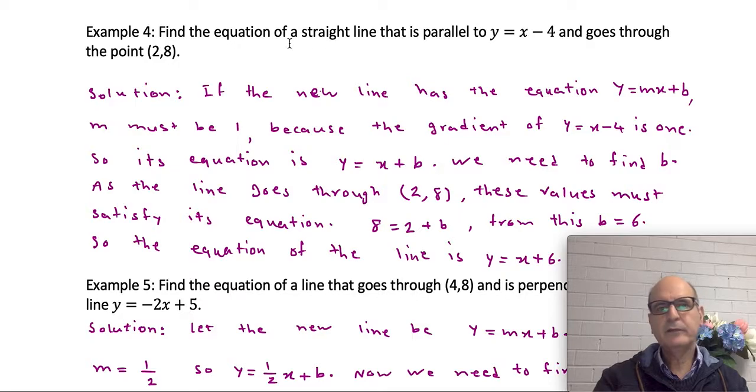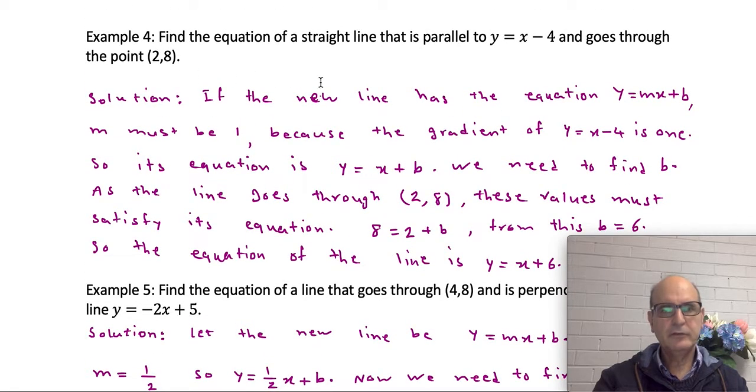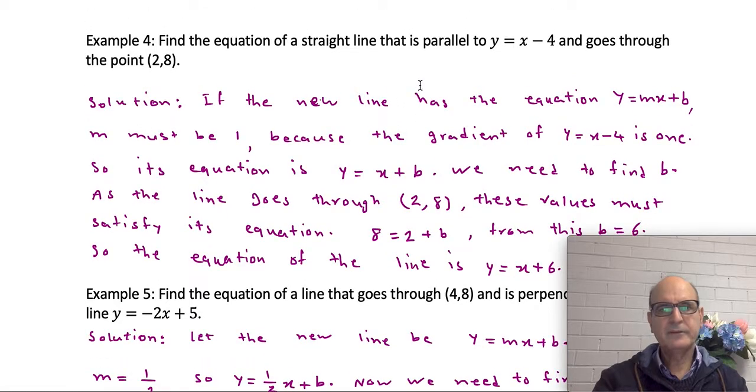Example 4: find the equation of a straight line that's parallel to the line y equals x minus 4 and goes through the point (2, 8). 2 is x and 8 is y. They want a new line which is parallel to this line and goes through this point. Again, we assume the new line is y equals mx plus b. Because this is parallel to this line, the gradient of this line is 1. Why? Because x means 1x, so there is a number 1 here, and when you have 1x, that 1 is the gradient.